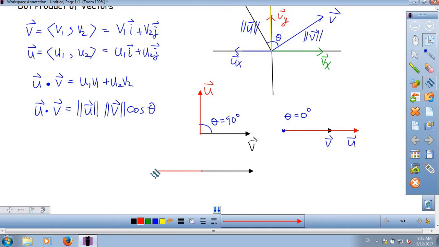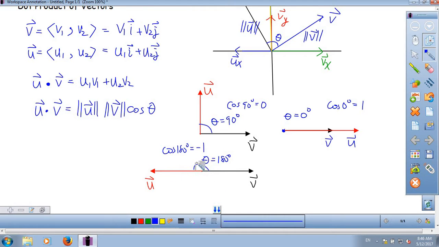Now, what if they're pulling in the opposite direction? What if vector v and vector u are pulling in opposite directions? Then the angle between them, theta, will be equal to 180 degrees. In this case, what is cosine of theta? Cosine of 0 degrees is equal to 1, cosine of 90 degrees is equal to 0, and cosine of 180 degrees is equal to -1.